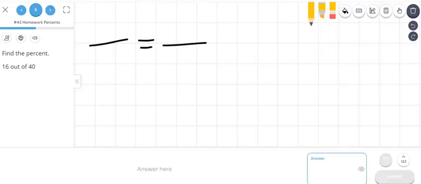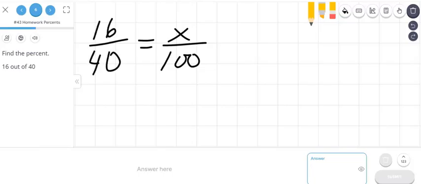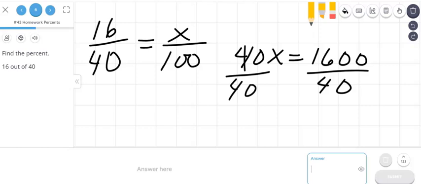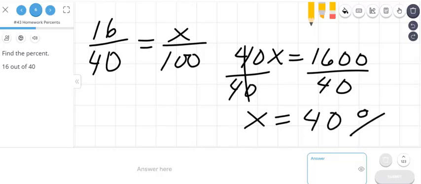Finding the percent again. So x goes over the 100. 16 out of 40 total. So we get 40x equals 1600. Divide both sides by 40. Get 40. And it's percents. Don't forget the percent sign.